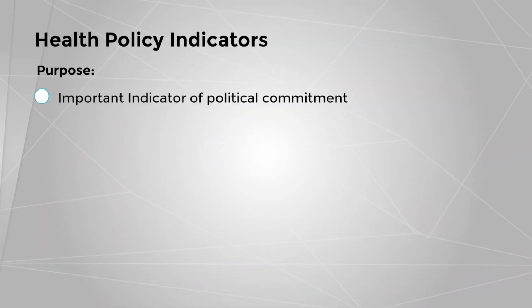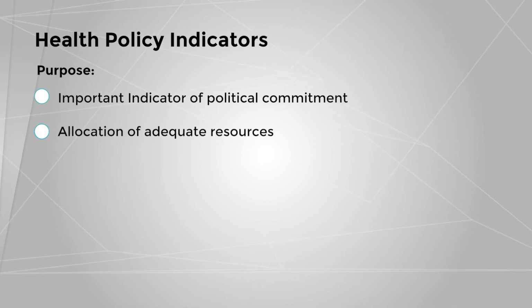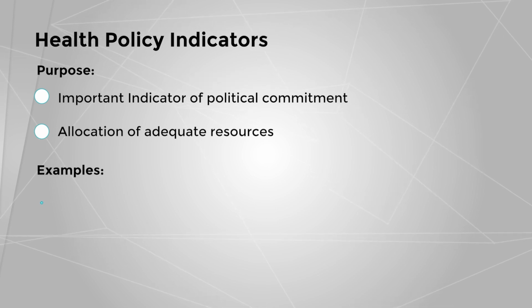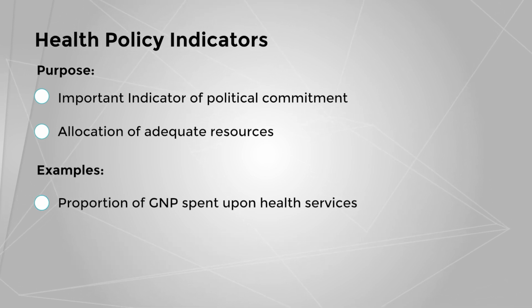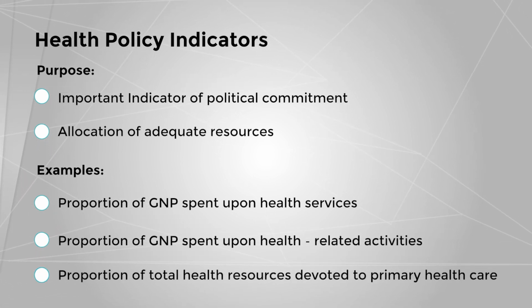Health policy indicators. These are important indicators of political commitment as they determine the allocation of adequate resources. For example, proportion of GDP or GNP spent on health services, proportion of GNP spent on health related activities, proportion of total health resources devoted to primary health care, and other fundings by the government.